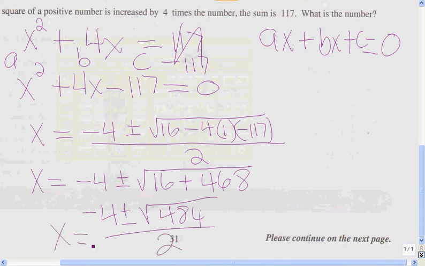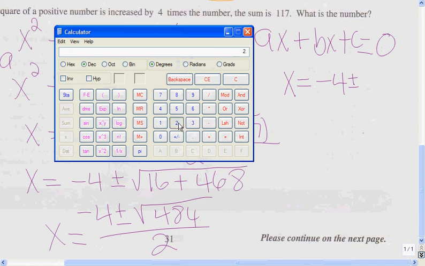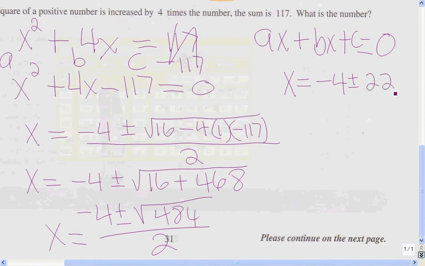X equals, okay. Move over here because I'm running out of room. So x equals negative 4 plus or minus, what's the square root of 484? I don't know, let's see. 22 times 22 is 484, it's 22, lucky guess. So the square root of 484 is 22, divided by 2.